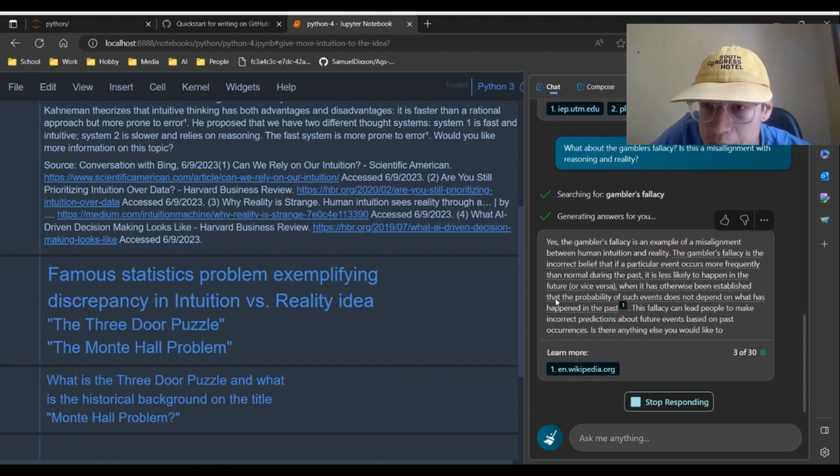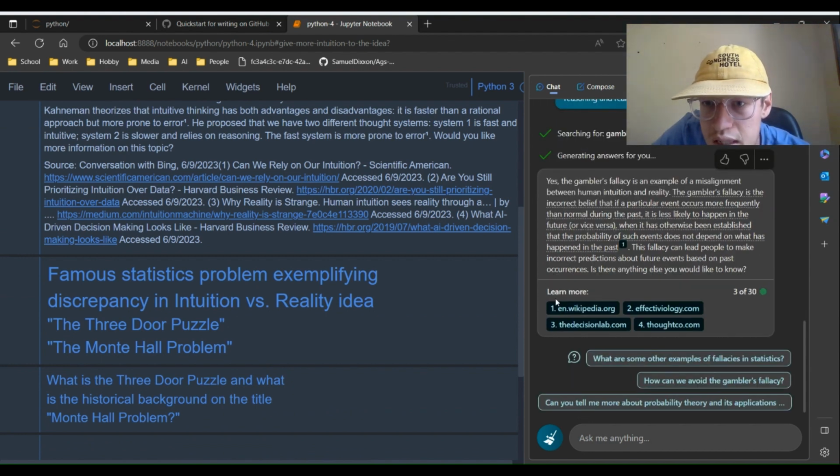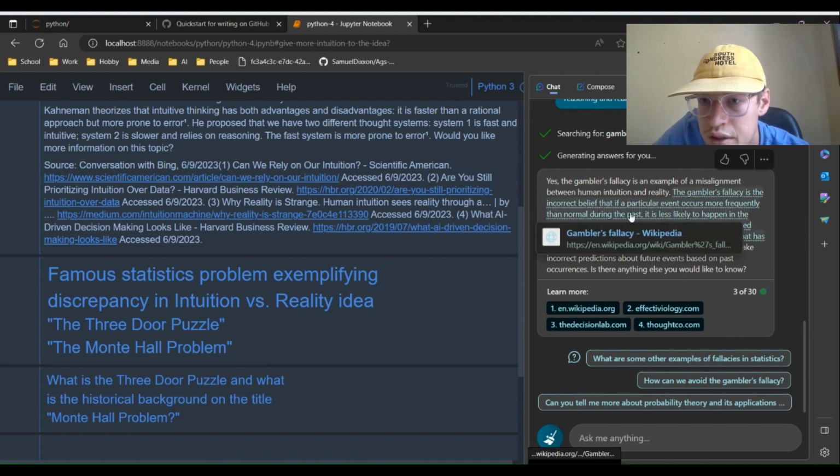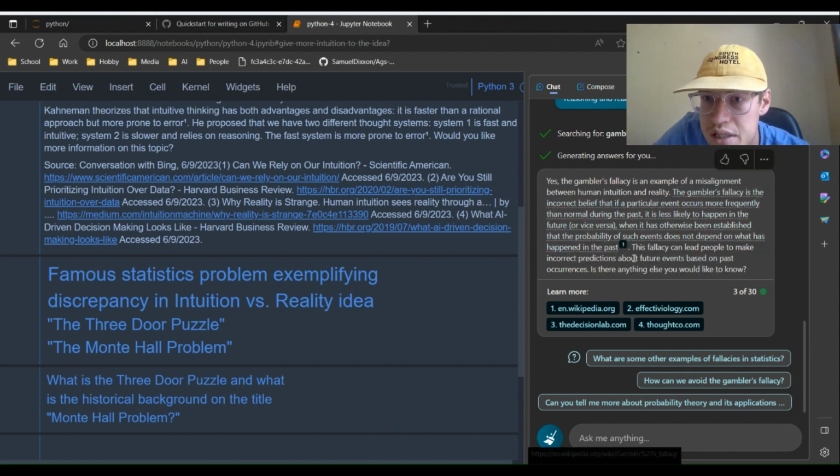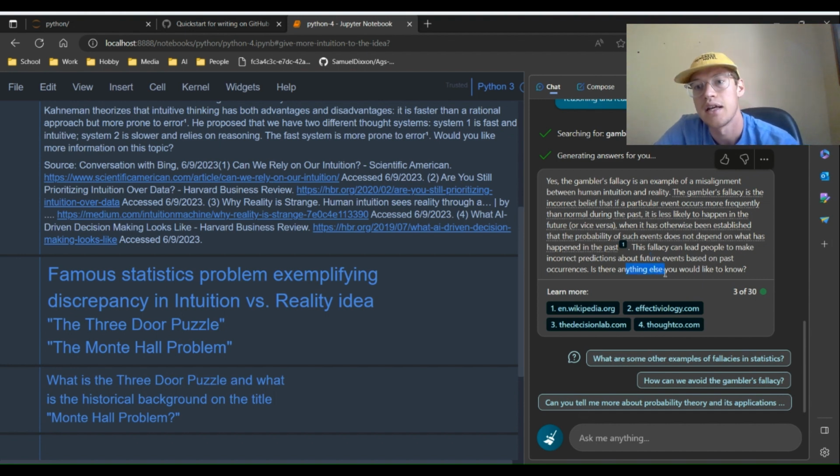So, yes, the gambler's fallacy is an example of a misalignment between human intuition and reality. The gambler's fallacy is the incorrect belief that if a particular event occurs more frequently than normal during the past, it is less likely to happen in the future, when it has otherwise been established that the probability of such events does not depend on what has happened in the past. This fallacy can lead people to make incorrect predictions about future events based on past occurrences. Is there anything else you would like to know?